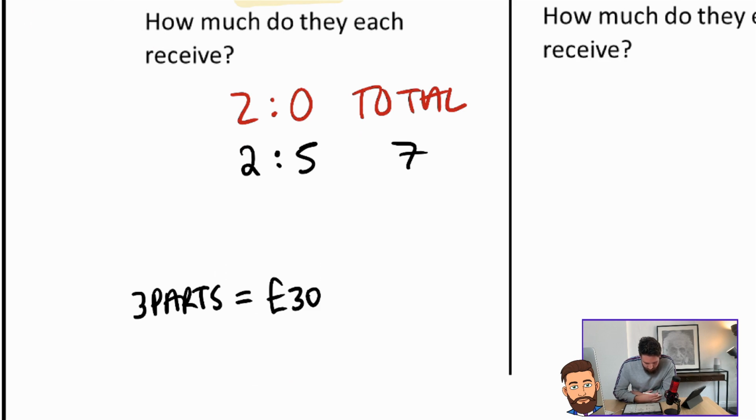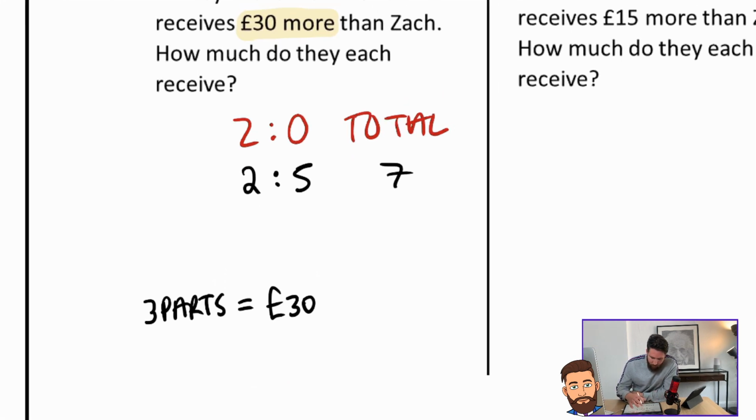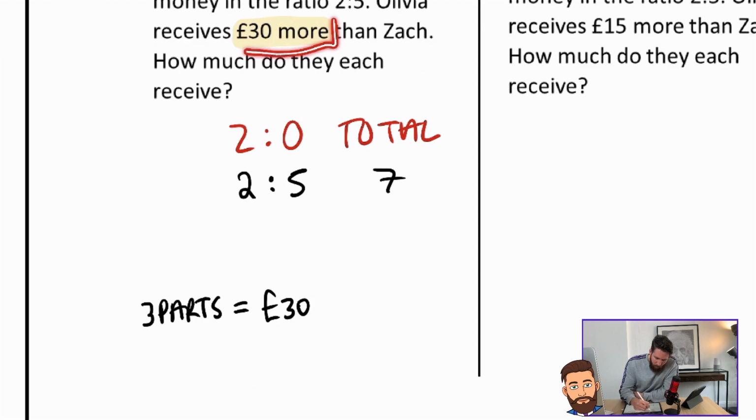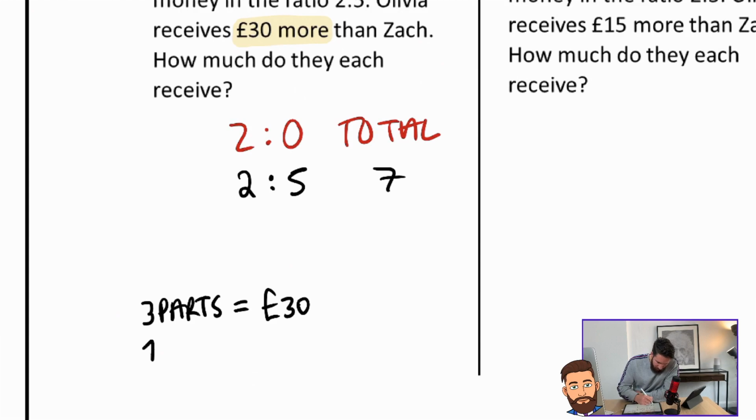And a lot of students really struggle to see that, but it's all about the way that they've worded this question, more. How many more parts is she getting than Zach? 3 more parts, and she's getting £30 more. So 3 parts is £30. Therefore, 1 part must be 10.